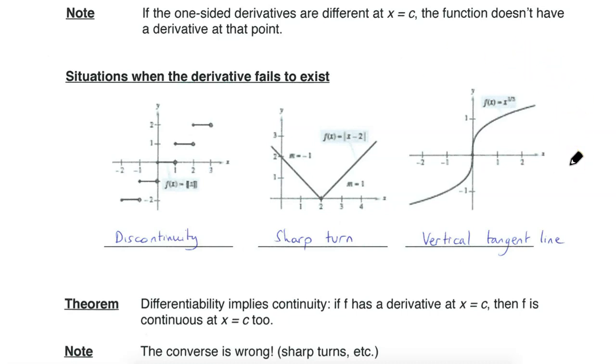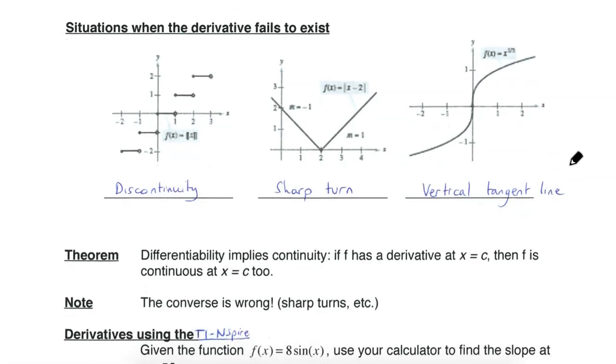Situations where the derivative fails to exist. There are 3 categories. First is if there's a discontinuity. So for example, here at x equals 2, but also at x equals 1, x equals 0, let's say at x equals 2, the graph is not continuous, so the derivative does not exist. Secondly, what we just saw, if there is a sharp turn, the derivative does not exist.